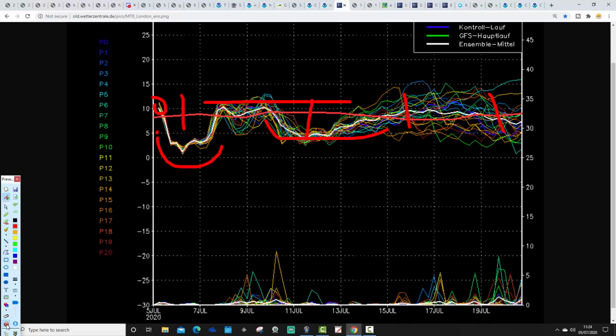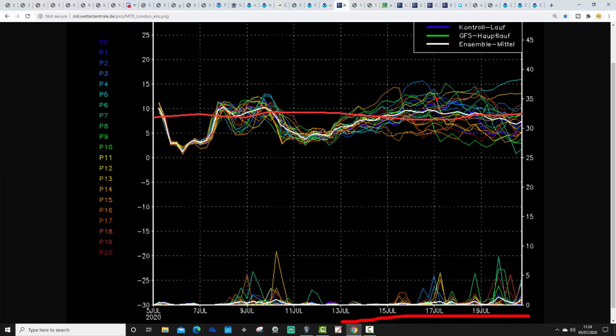In the more extended range though, like mid-July, the second half of the month, we may be seeing a bit of a warming trend beginning to appear. Quite a lot of dry weather coming up. There is some precipitation for London around the 9th, 10th of July.